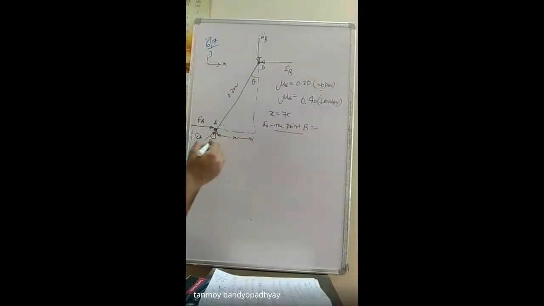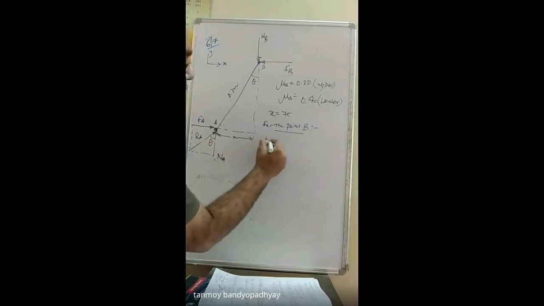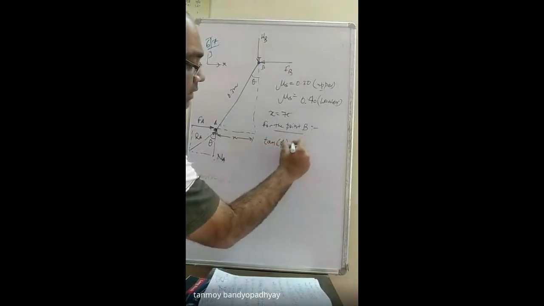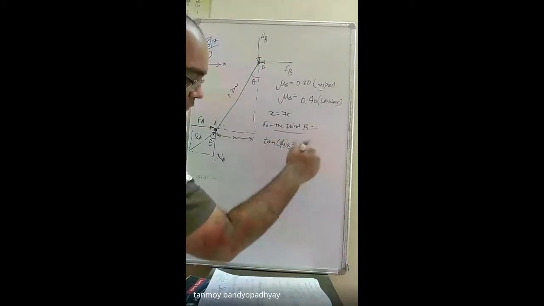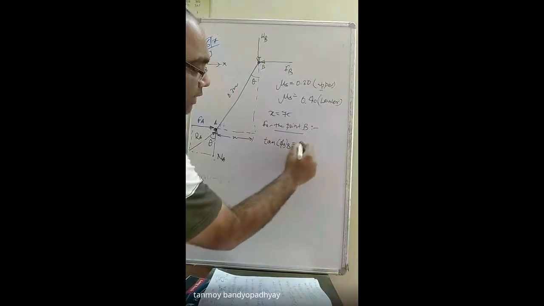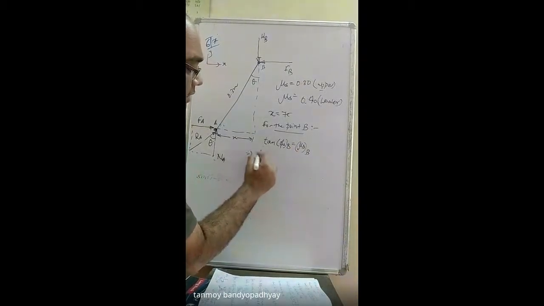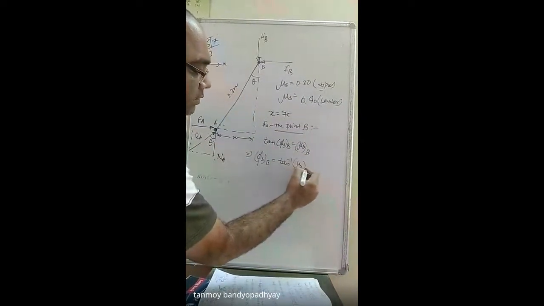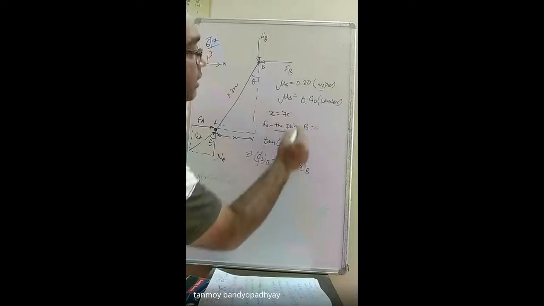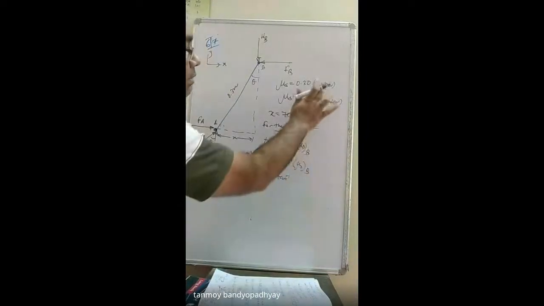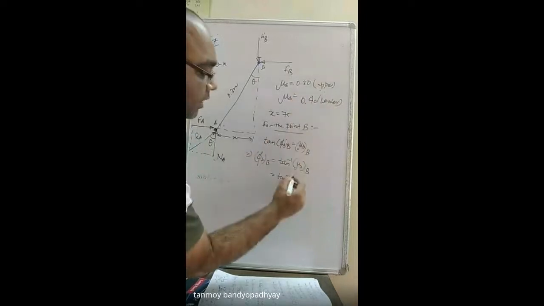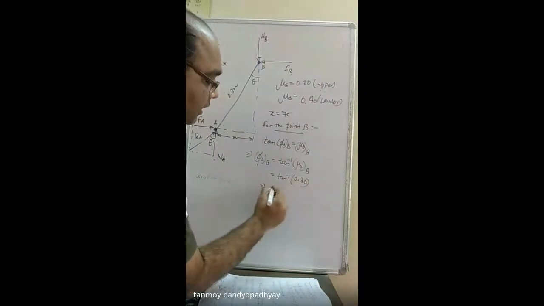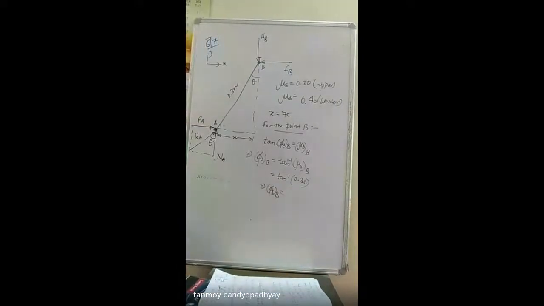For the B point, what will be phi S B? Tan phi S B is equal to mu S for B. So phi S at the B point will be equal to tan inverse mu S at B. What is mu S at B? It's the upper part, so it's 0.30. Just calculate what is the value of phi SB you are getting. 16.7.